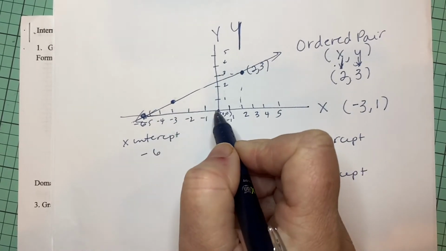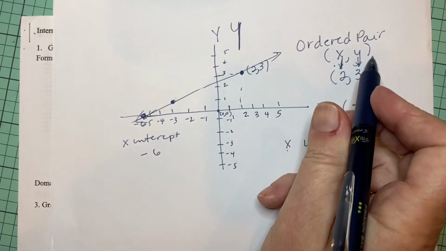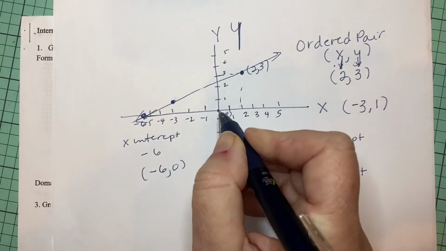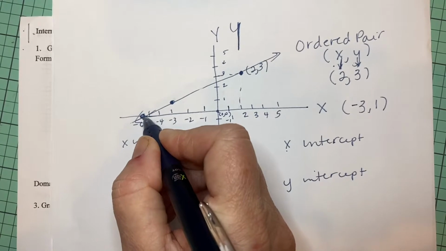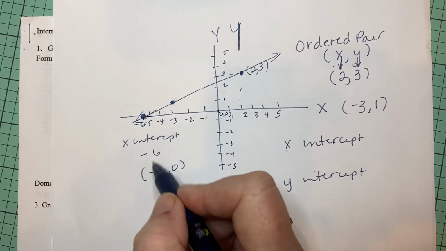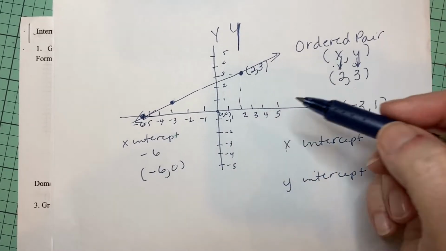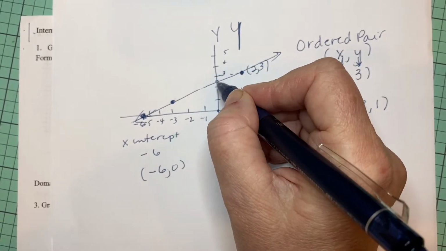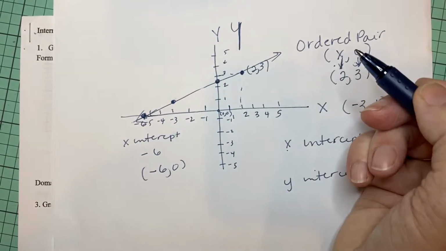And the point for that, do you see your x is always first and your y is always second? So the point of that would be -6, 0. You would go to the left 6 and up or down 0. So that's the x-intercept. And then the y-intercept is where it crosses the y-axis. And so that would be right here.